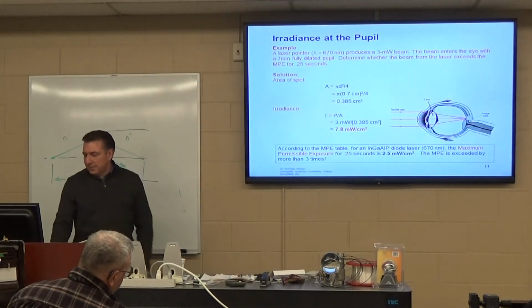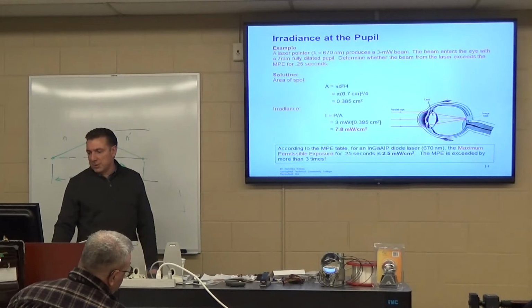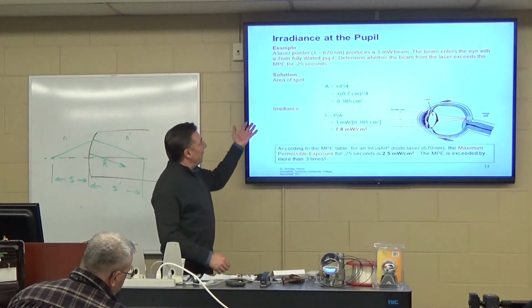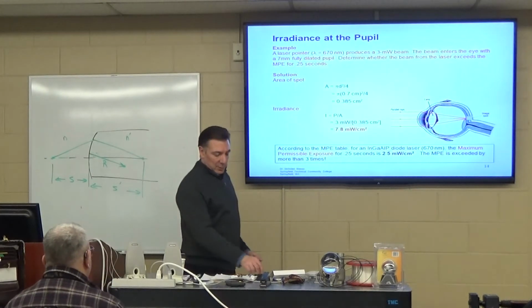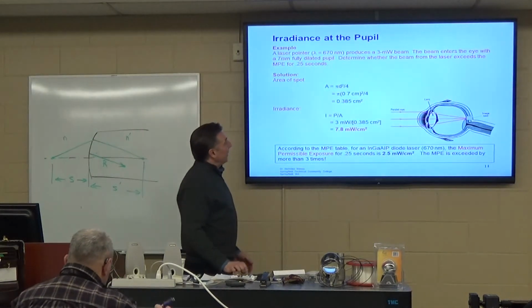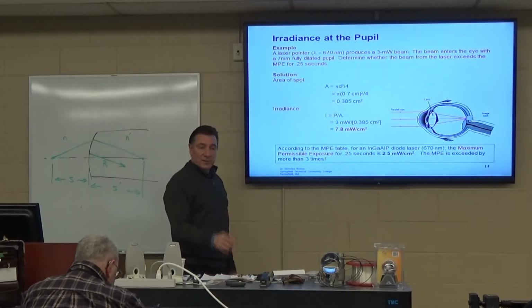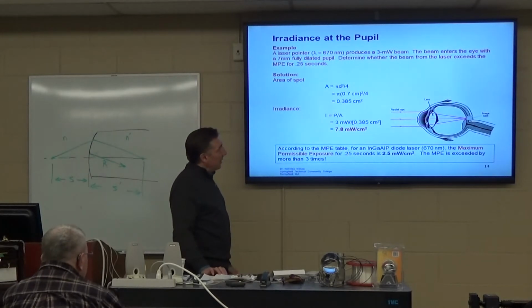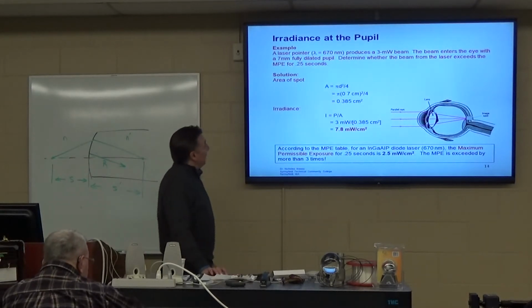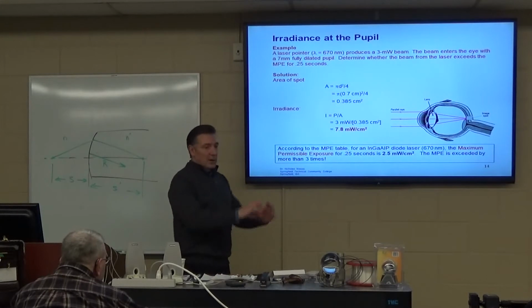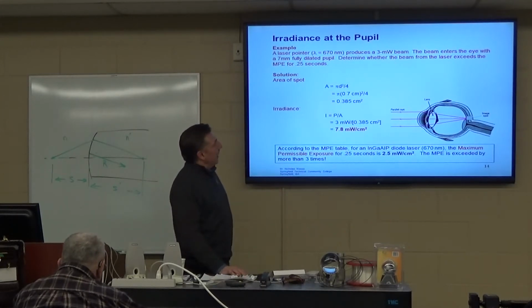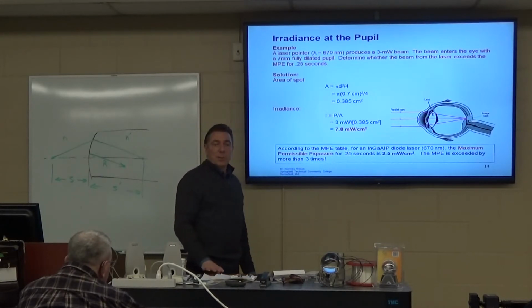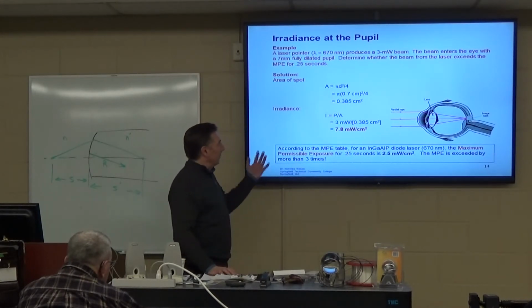So this is an example similar to what we just did. As a matter of fact, it's actually very similar. If we have a laser pointer, let's say 670 nanometers, which is this red guy, and let's say it puts out 3 milliwatts. This is considered eye safe. Remember class 3A, 1 to 5 milliwatts. The laser beam enters the eye with a 7 millimeter fully dilated pupil, which means all the light gets into the eye. Determine whether the beam from the laser exceeds the maximum permissible exposure for 0.25 seconds. Well, let's do the math.